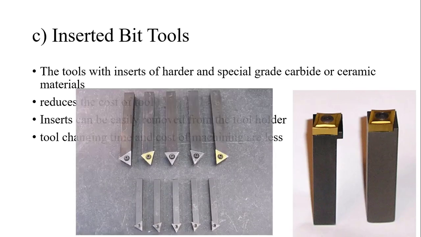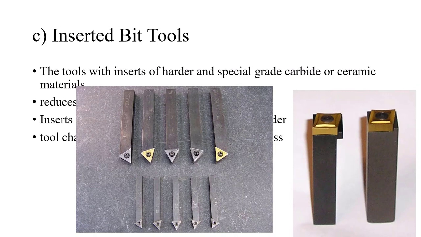So these are the various types of inserted bits that you can see over here. These types of tools are used in CNC nowadays. Your brazed tools or your solid tools are used in conventional machines only. We do not use that kind of tools in CNC, but inserted bits, yes, we use them.